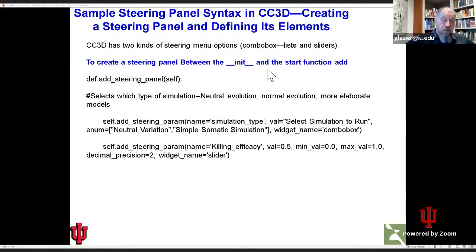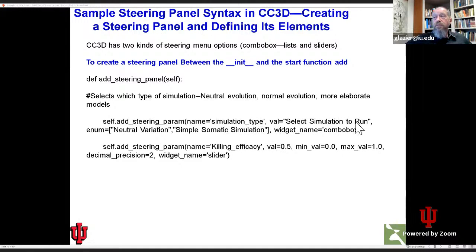Between the init and the start function, after the init, we'll do a def. So it's a function. And the def is add steering panel, and its argument is self. And within that, this is code that I took from a simulation I wrote that's up on NanoHub. But it has examples of the kinds of things that we'll do. Each time we add a steering parameter, it adds a line to the steering panel. And again, Twedit has all the boilerplate for this. In this case, we'll create a steering parameter. I called it simulation type.